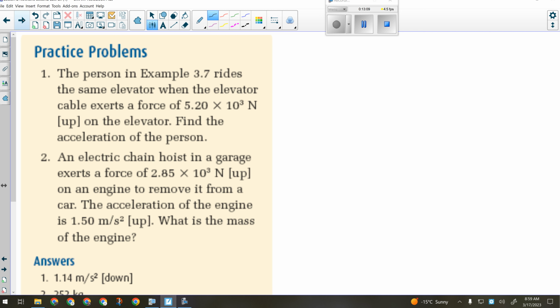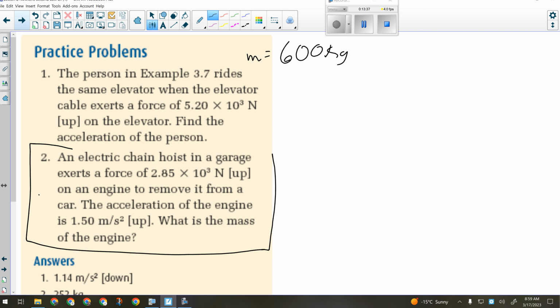All right, I want you guys to try these two elevator questions. Okay, so we got person in the last example, so that's the 600 kilogram elevator. Okay, so the mass is still 600 kilograms here, just so you have that. Okay, now the elevator cable only exerts a force of 5,200 newtons. Okay, find the acceleration of the person. And then we'll talk about number 2 because it's a special kind of elevator question. So for now, actually just try question number 1.